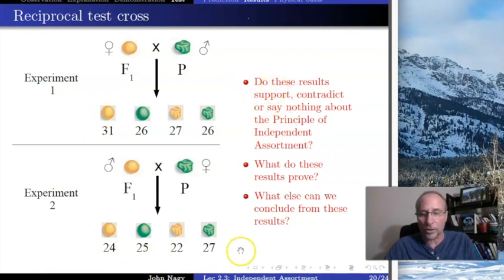Now we can do statistics on this to double check to see how likely it is that we got this big a deviation, 31 and 26, from exactly equal numbers by random chance.